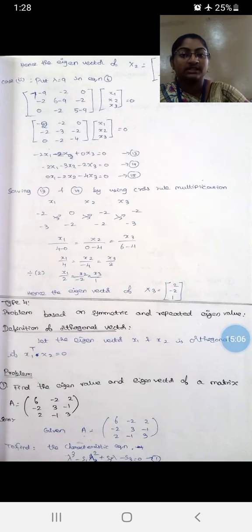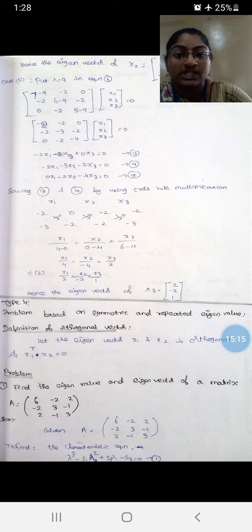In case 3, my third eigenvalue is 9. So put lambda equal to 9 in the sixth equation. Our diagonal elements will become minus 2, minus 3, minus 4. Hence form the equations: minus 2x1 minus 2x2 plus 0x3 equal to 0. Mark this as the 13th equation. Next, minus 2x1 minus 3x2 minus 2x3 equal to 0. Mark this as the 14th equation. 0x1 minus 2x2 minus 4x3 equal to 0. Mark this as the 15th equation.